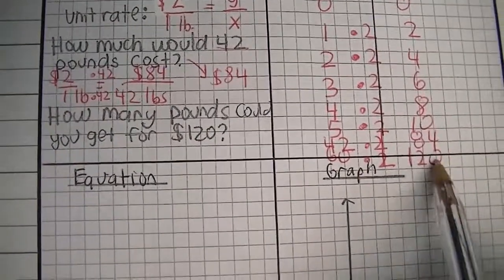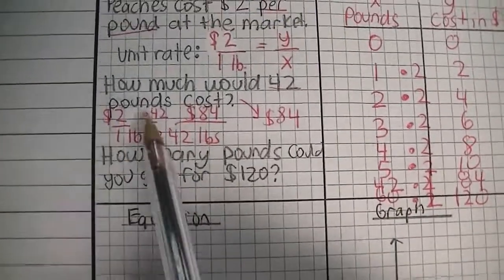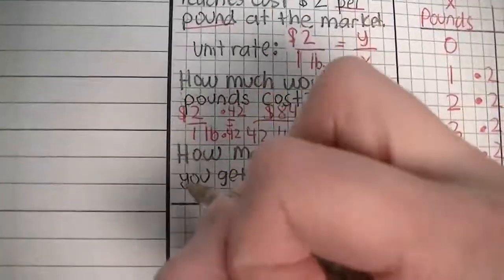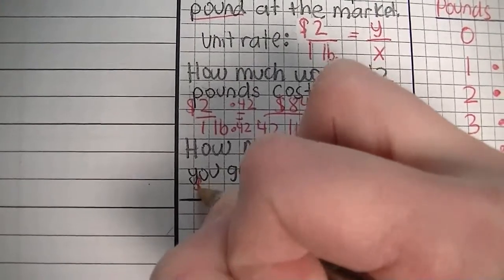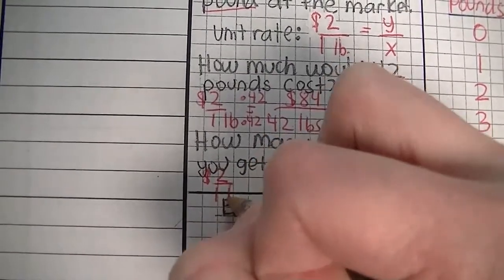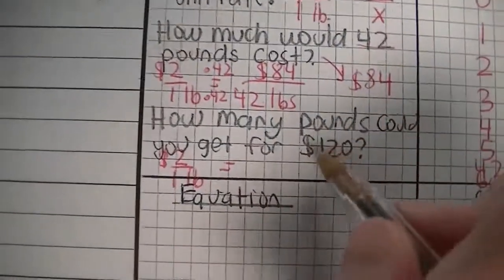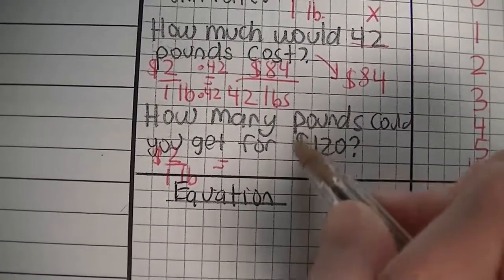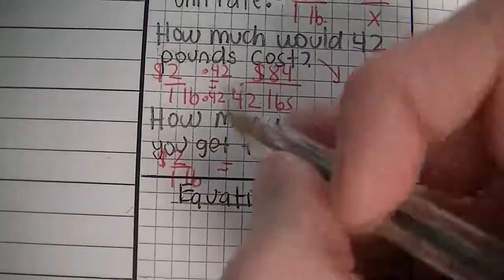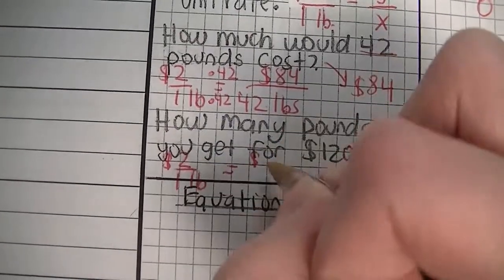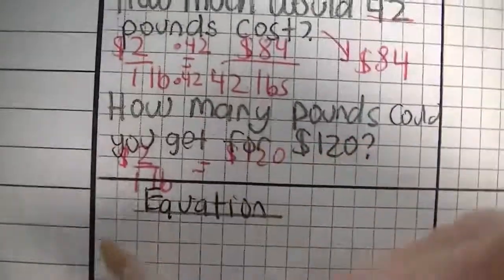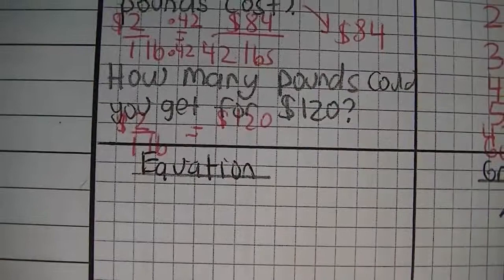How many pounds could you get for $120? Well, I already know that the answer is 60, but I want you to get practice with using proportions also to help you figure out your answer. So I'm starting with the unit rate, it's $2 for 1 pound. And I know that they're wondering how much they can get for $120. So since it's dollars, I'm going to put that in the numerator because it matches up with here. And how did I get from 2 to 120 using multiplication or division?